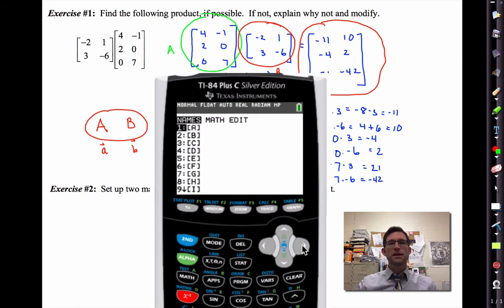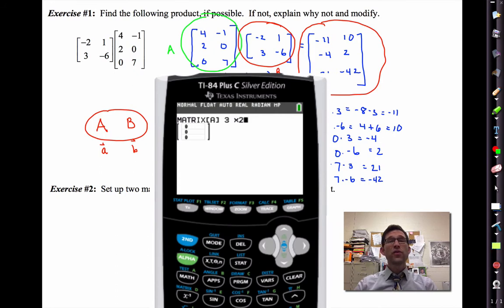So how do I enter them? Well, I'm going to take my calculator and go over to the edit menu, and I'm going to choose matrix A. What's kind of cool about that is the first thing it wants to know is the dimensions. Well, matrix A is a 3 by 2, so I enter 3 by 2, enter.